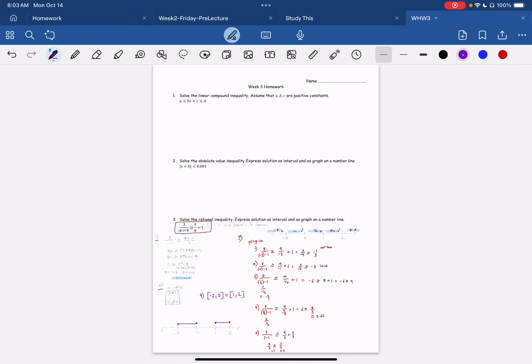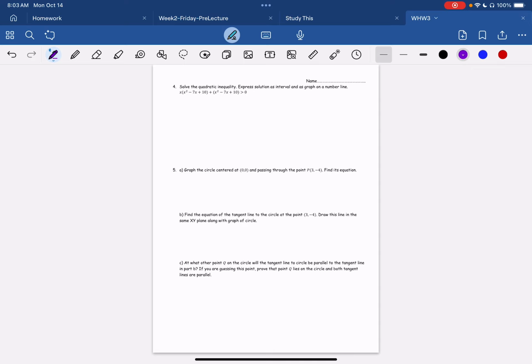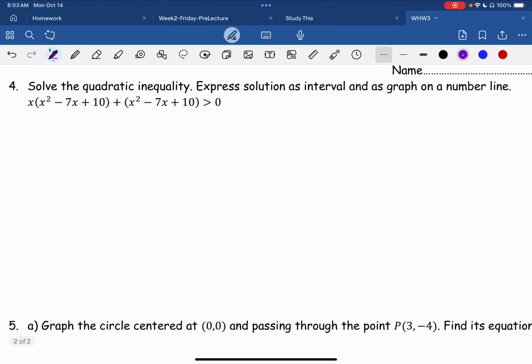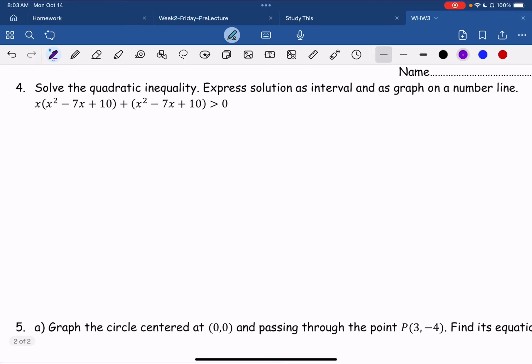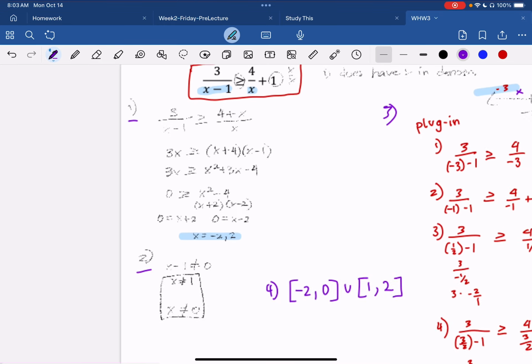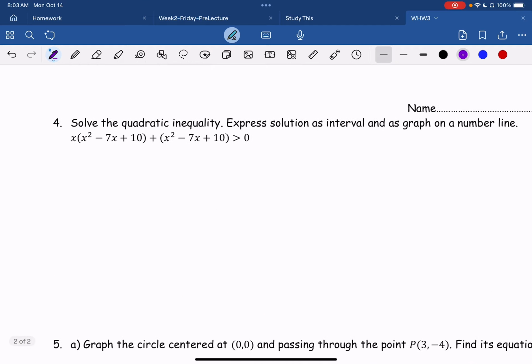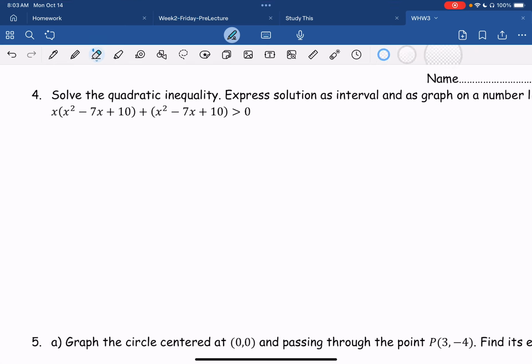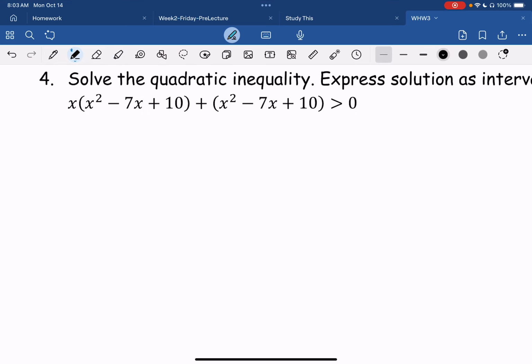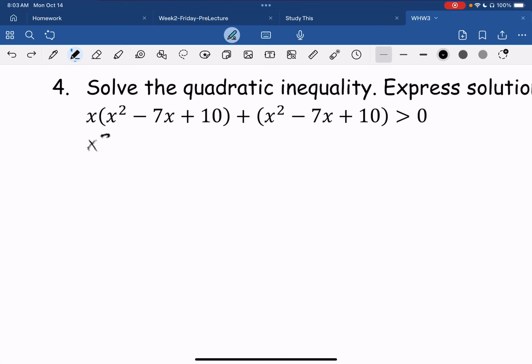Now number four. Number four is similar, where, this is a new change. Instead of solving for the inequality, I'm going straight into the equal sign. The hardest part about number four is the factoring part of it, but I would just distribute out the x into all the terms. So I do x to the power of 3 minus 7x squared plus 10x plus x squared. I can just write it without the parentheses because I'm going to combine like terms.